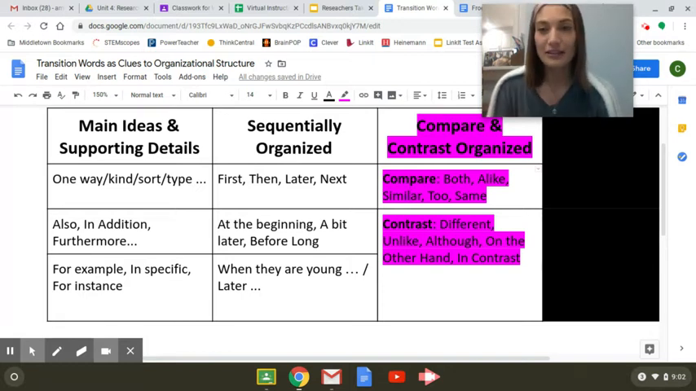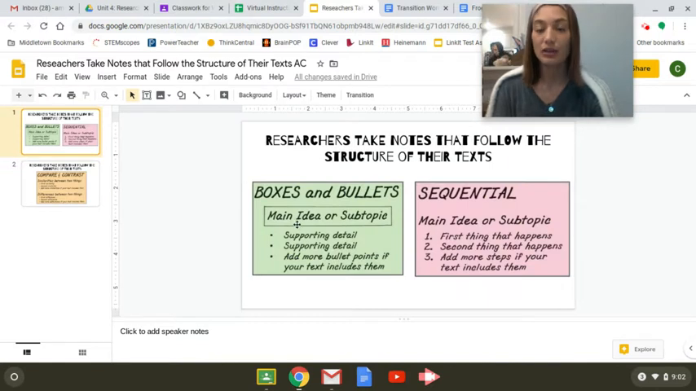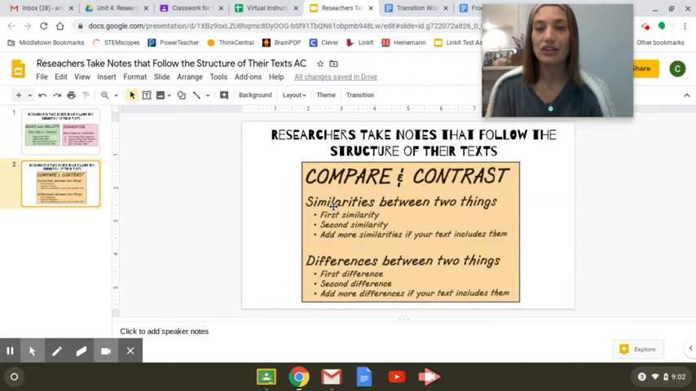All right, so let's recap all we've learned so far about text structures. So we know that we can take notes either following boxes and bullets, sequential, and now compare contrast. And remember, for compare contrast, it's super important to look for those keywords that signal: are they comparing? Are they contrasting? Okay, similarities and differences. All right. Off you go, readers. Try this in your work and reading today.